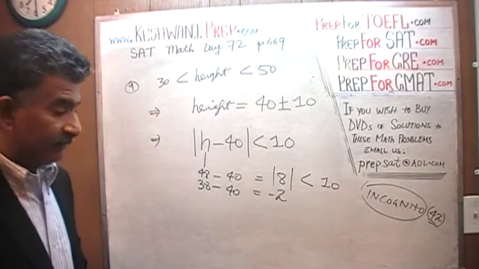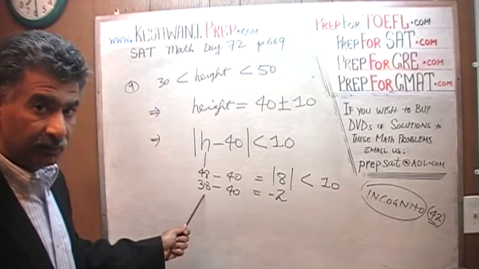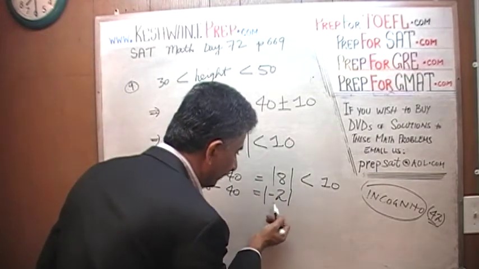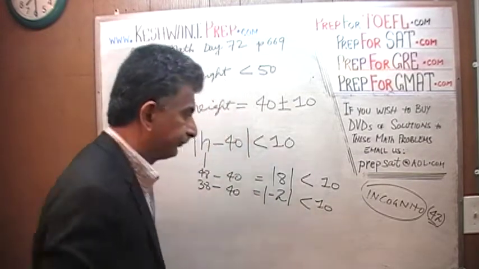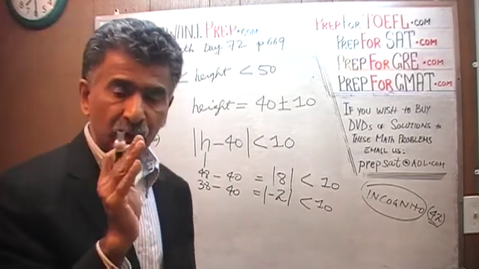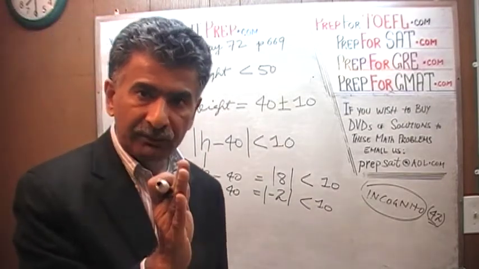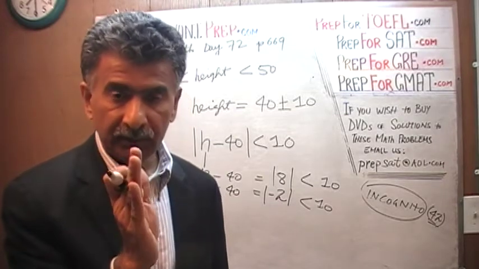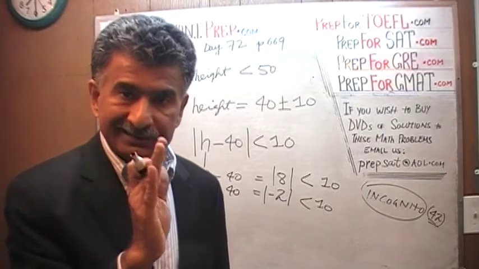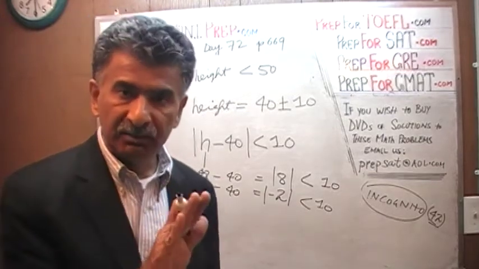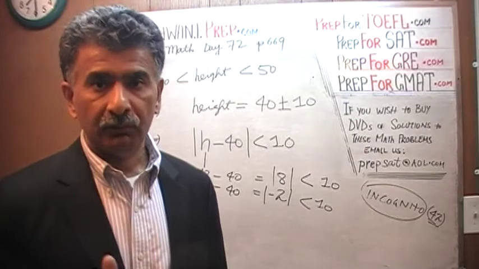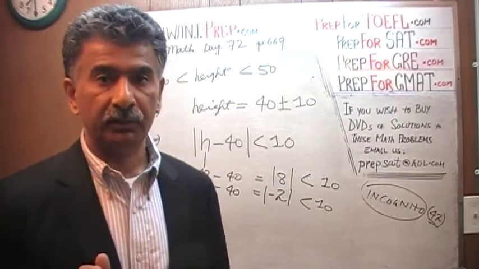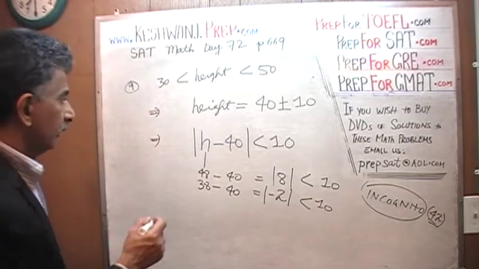Similarly, if the child's height happens to be 38 inches, 38 minus 40 would be negative 2. That child also qualifies because the absolute value of that is less than 10. So as long as the absolute value of the actual height of the child minus the midpoint of the range, which is 40, is less than 10, we are okay. It doesn't matter whether it's positive or negative, because you could be below the midpoint up to 10 units, or above the midpoint up to 10 units. And that's how we show it.